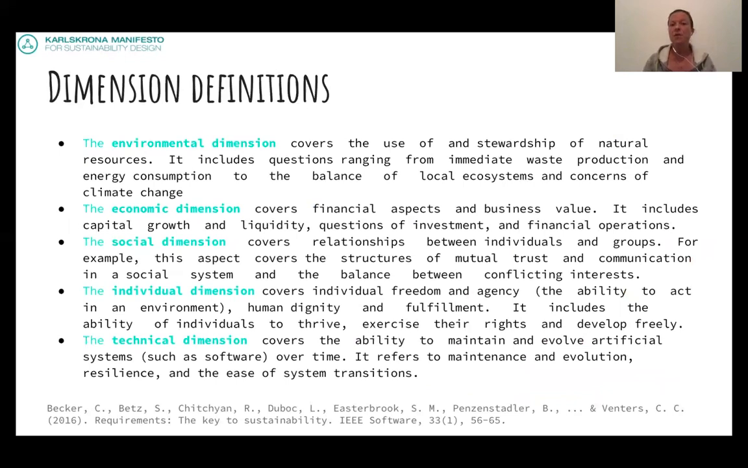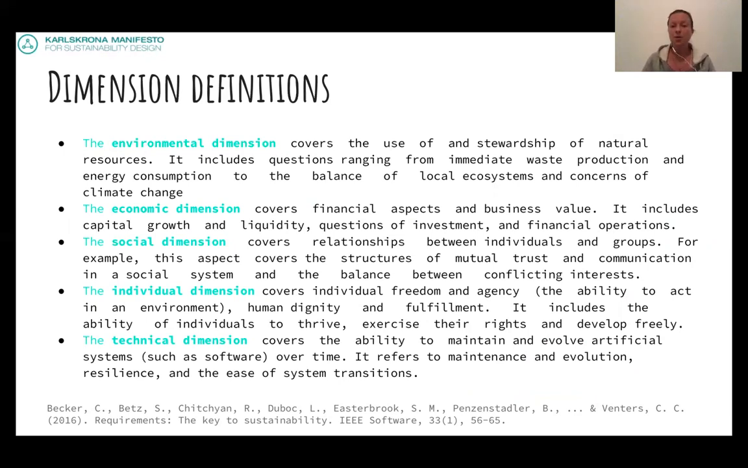Now, the definitions of the dimensions are the following. The environmental dimension covers the use of and stewardship of natural resources. It includes questions ranging from immediate waste production and energy consumption to the balance of local ecosystems and concerns of climate change. The economic dimension covers financial aspects and business value.